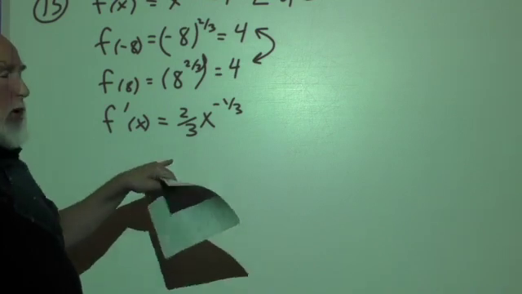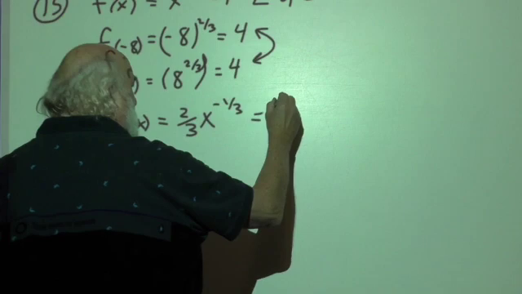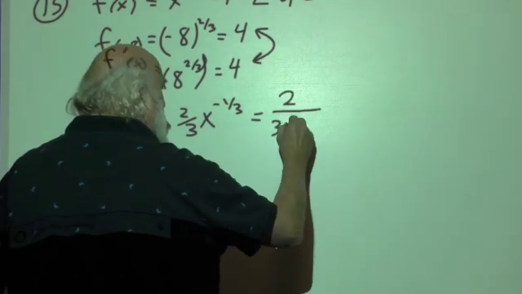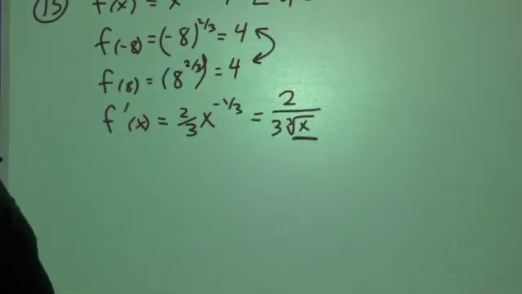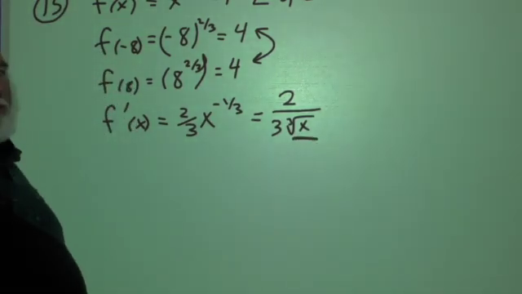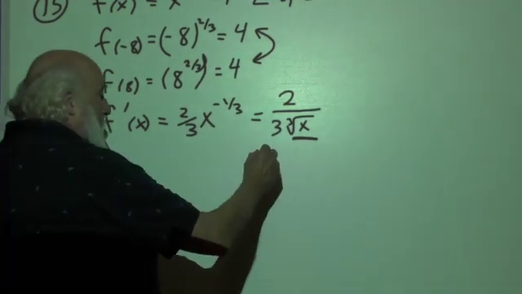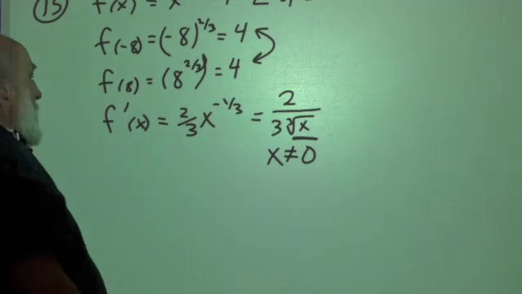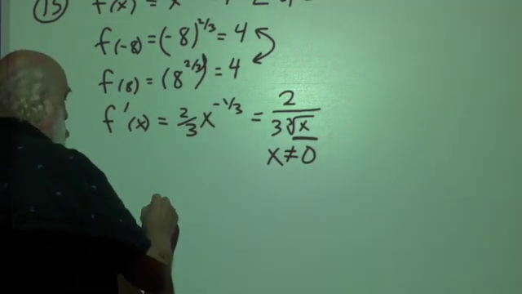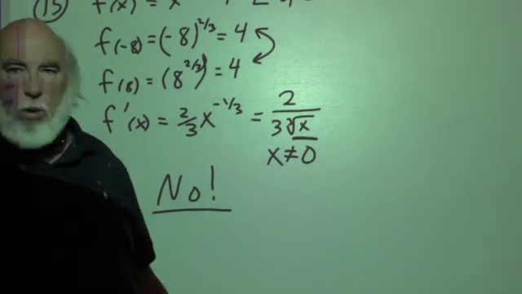Well, if you rewrite this, then you see what the issue is here. This becomes 2 over 3 times the cube root of x. This is not going to be continuous because x here cannot be equal to 0. And since that is the case, this does not follow Rolle's theorem.